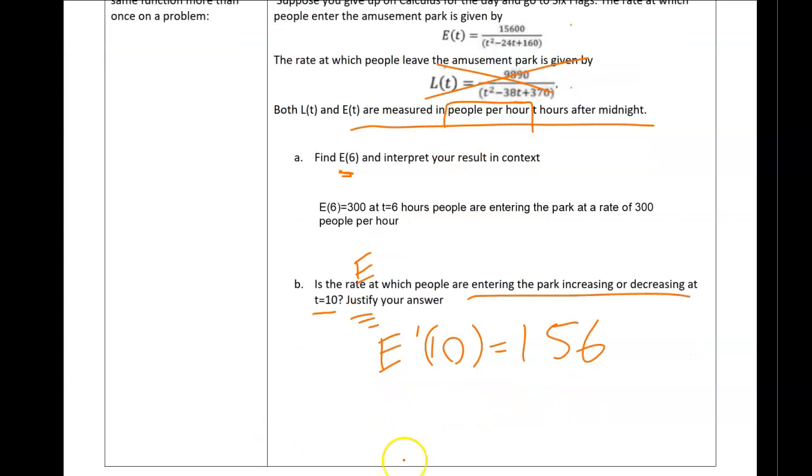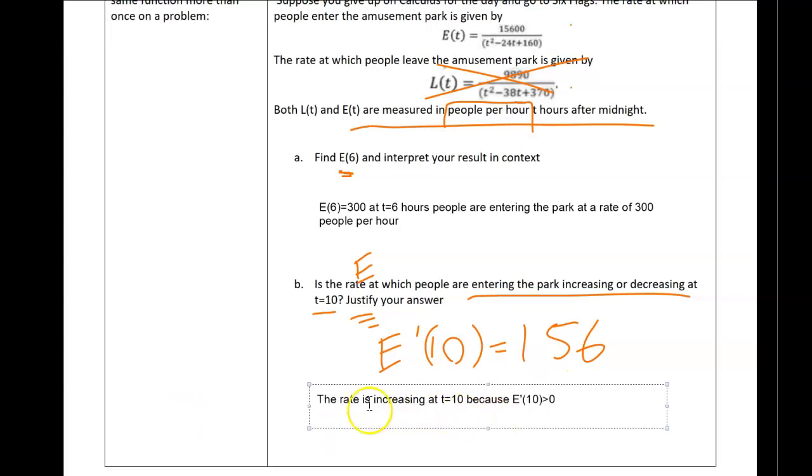I don't have to give units or anything because this is not my claim anymore. This is my justification. So I can say that the rate is increasing because the derivative is positive. So E prime of 10 is greater than 0. You should say 10 right here because it shows that you know what you're talking about. And really all we're saying here is the slope is positive.